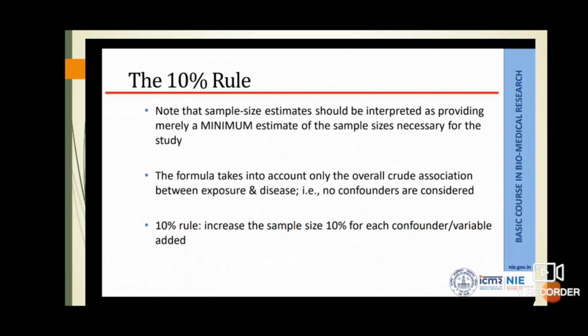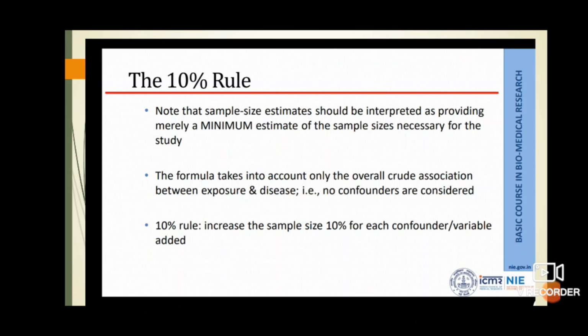And now coming to what is the 10% rule. Note that sample size estimates should be interpreted as providing merely a minimum estimate of the sample sizes. From this we take into account only the overall crude association between the exposure and risk. That is, we will not be taking confounders into the list.